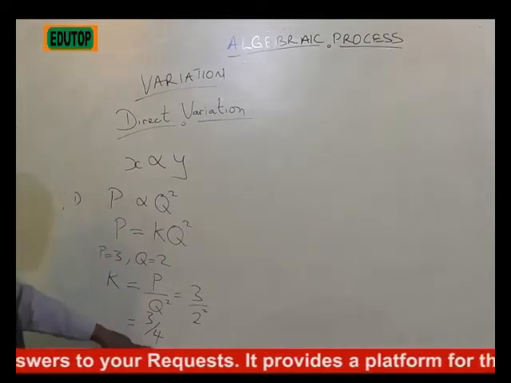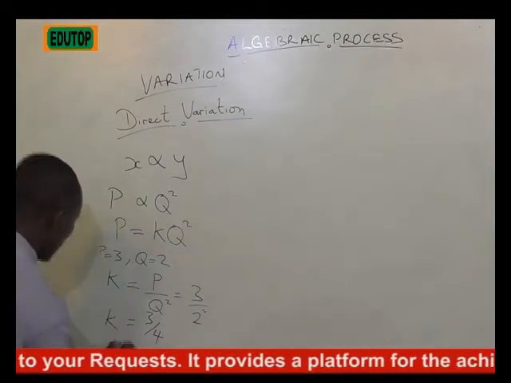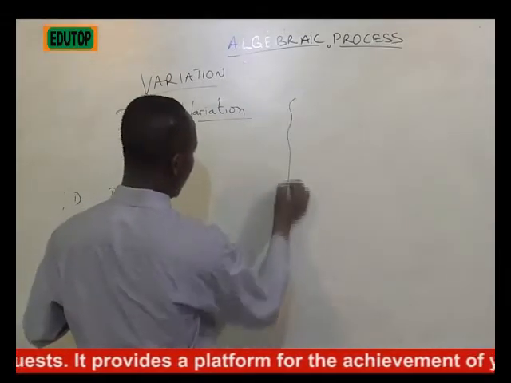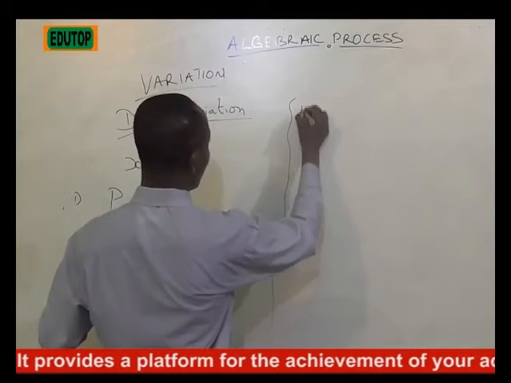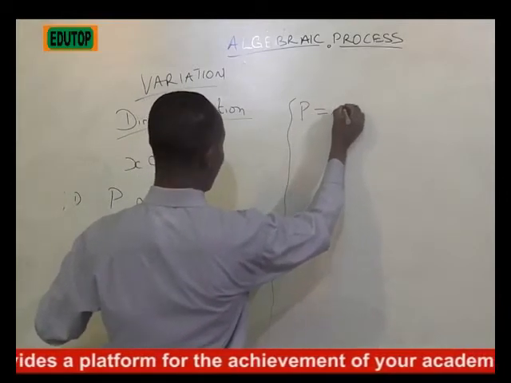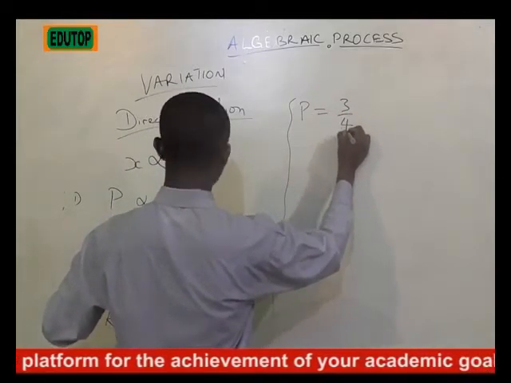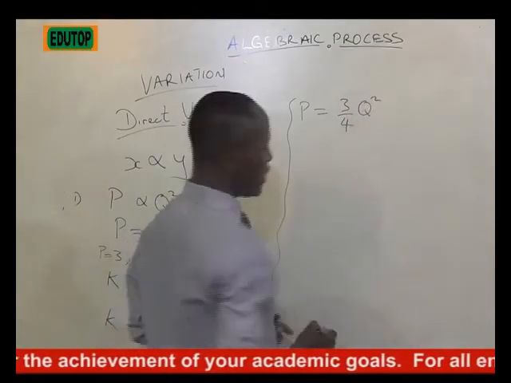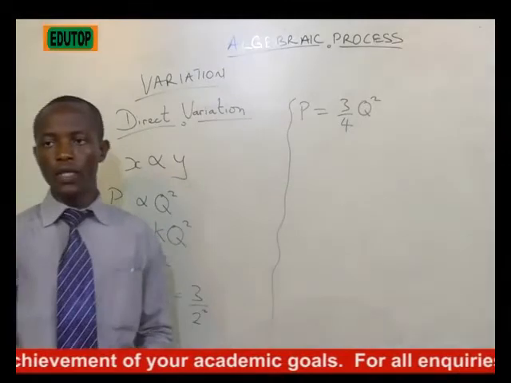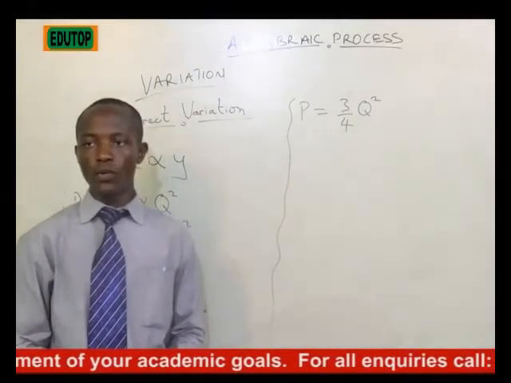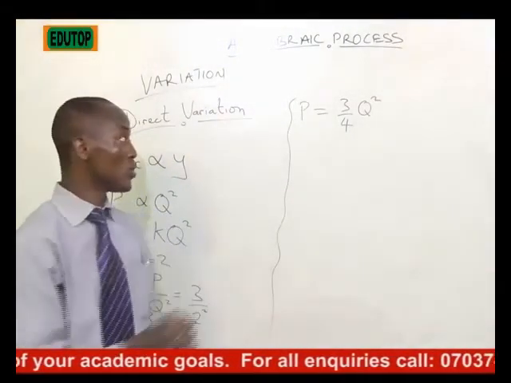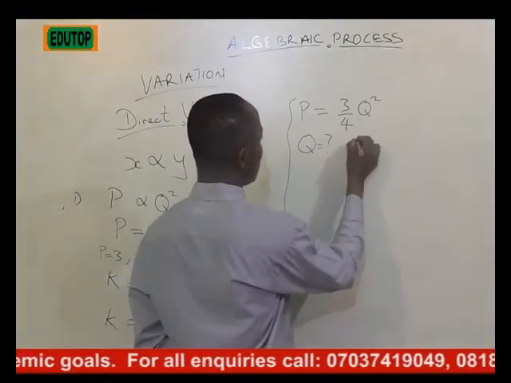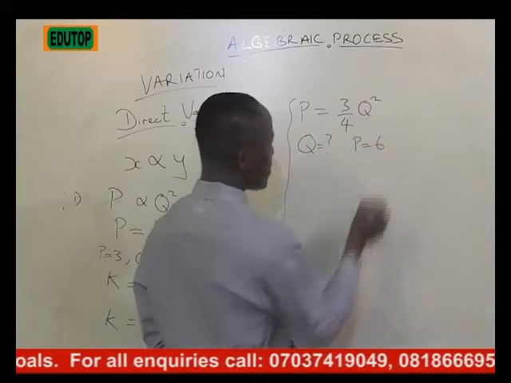So we can now put the value of k back into the equation. We can now say that p is equal to 3 all over 4 q squared. The question now went further that we should calculate q. We should find q when p is equal to 6.